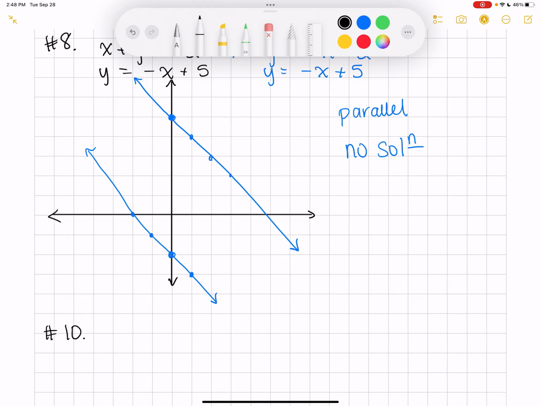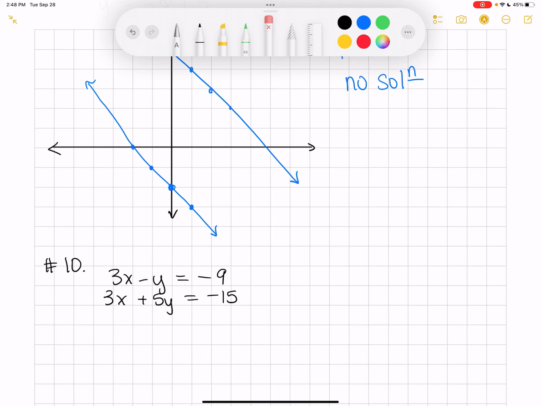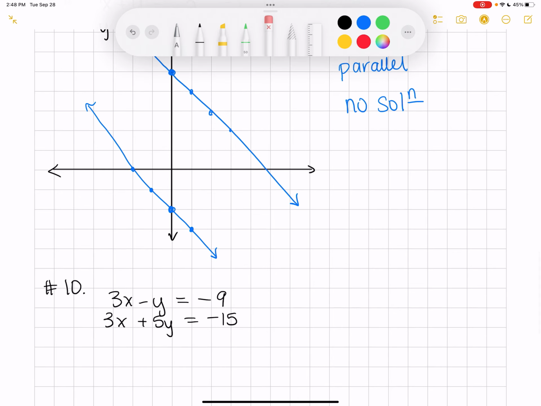Alright, number 10. 3x minus y is equal to negative 9. 3x plus 5y is equal to negative 15. Alright, so I need to rewrite these equations. So how do I rewrite the top one? Still graphing. Move the 3x over. So negative y is equal to negative 3x minus 9.